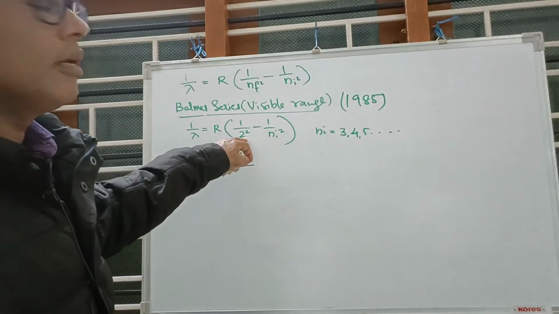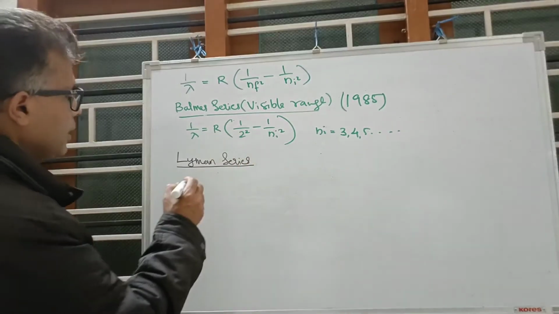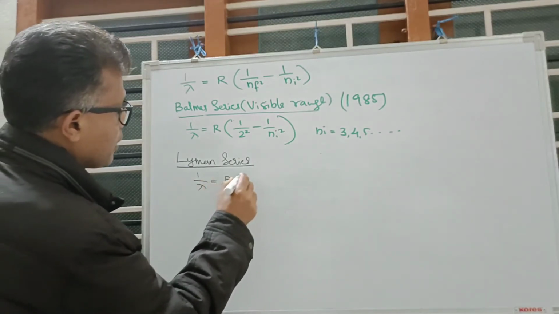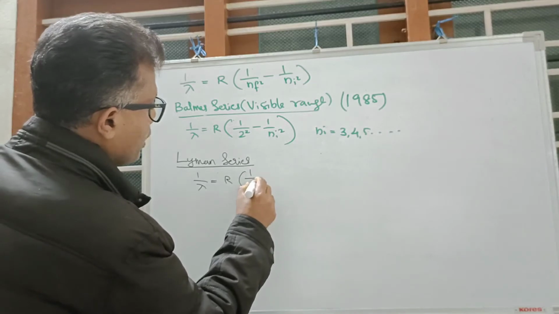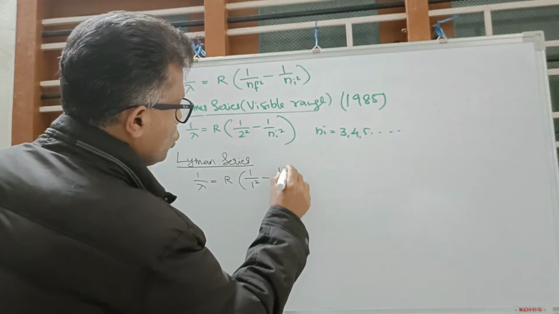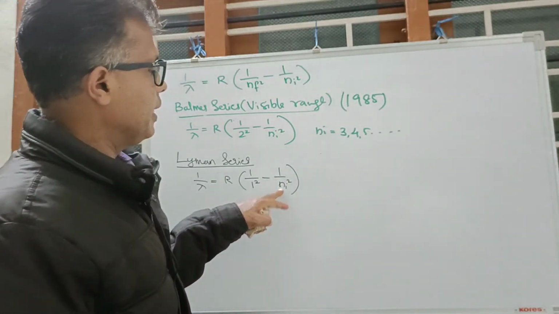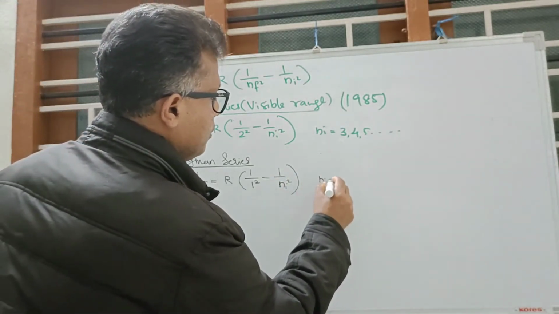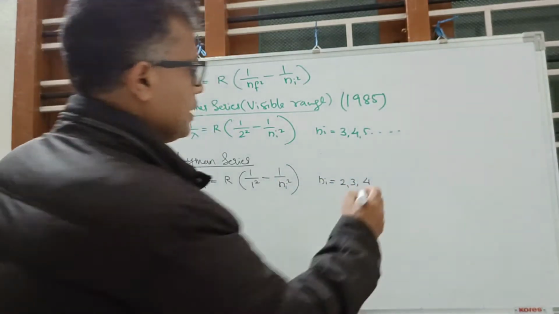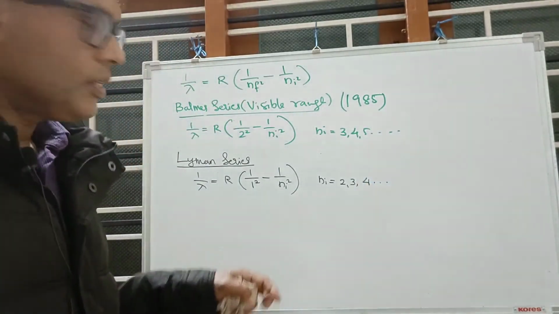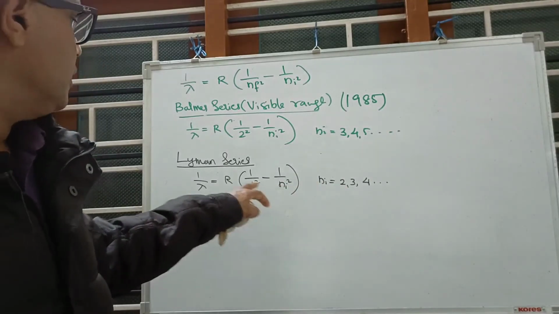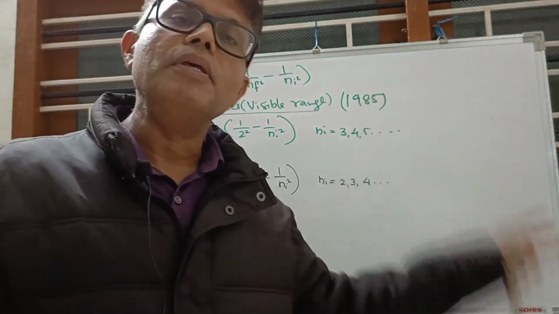Everybody clear now how the 2 is coming? The same way, for the Lyman series, 1 by lambda is equal to R into 1 by 1 squared minus 1 by ni squared. Can you tell what is the value of ni here? ni will be 2, 3, 4, and it will continue like that. If an electron jumps from the second orbit to the first orbit, the Lyman series of spectrum will be made.